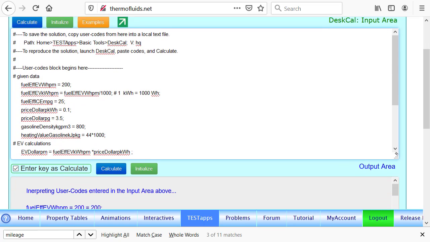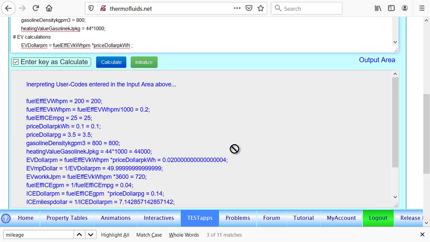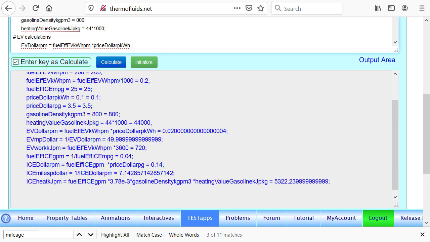I can shrink the input area and expand the output area to look at the variable values. As you can see, EV miles per dollar is almost 50 miles, whereas ICE miles per dollar is only about 7 miles. So this is very typical. An electric vehicle would be almost about 7 times more efficient as far as your dollar goes.